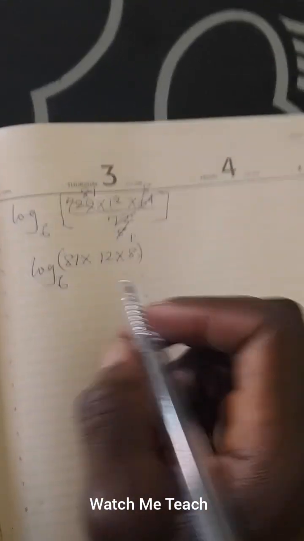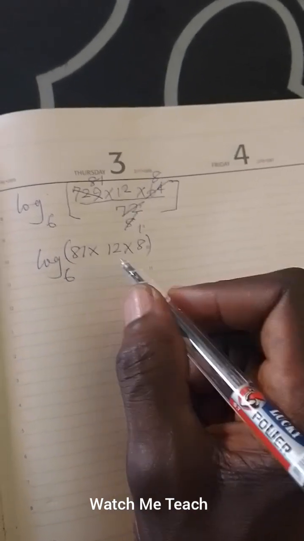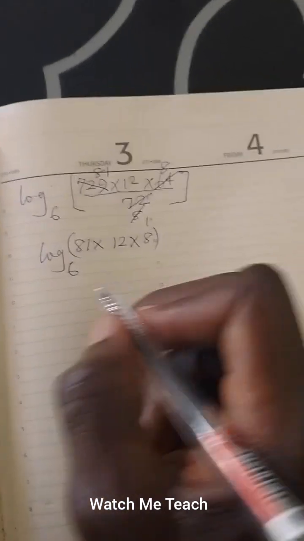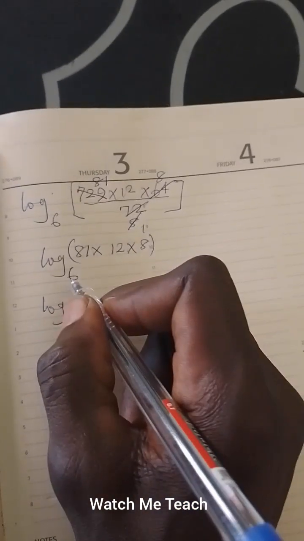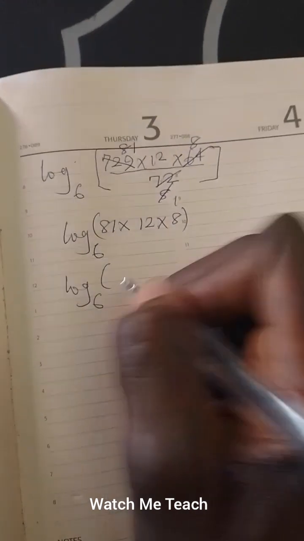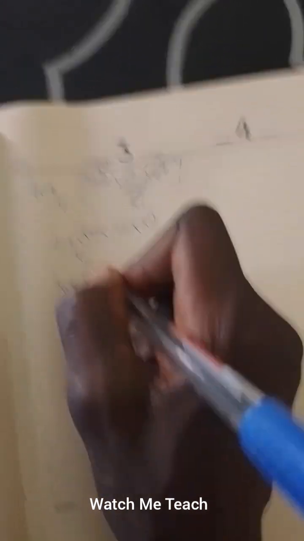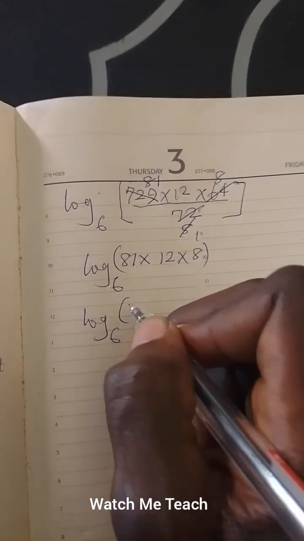So, if we multiply, normally we know we're going to multiply this. Before we multiply, I want to break it down so that we have everything in 6. So, this 81 normally is 27 times 3.